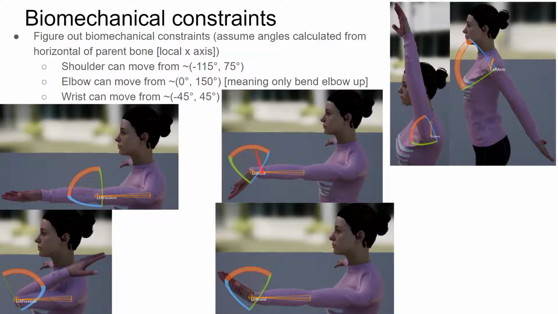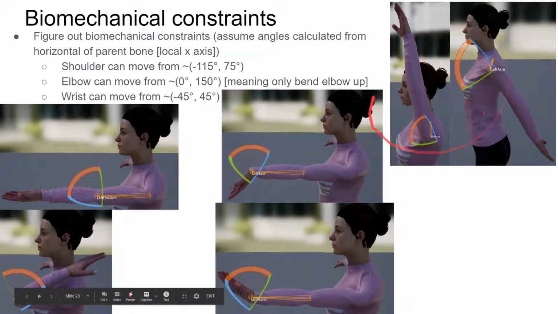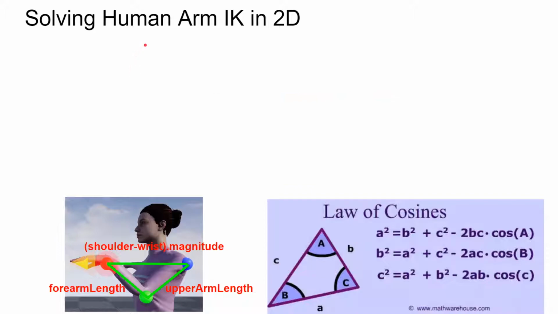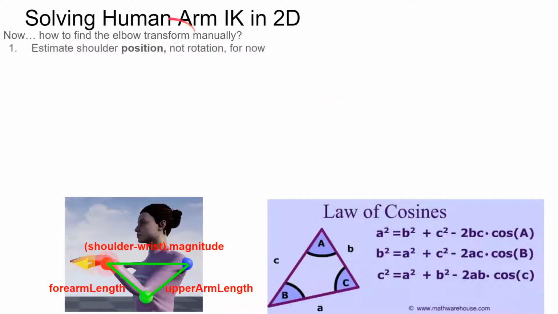And your wrist itself can move maybe negative to positive 45 degrees. So from here, you can apply constraints on how much this mesh will actually be able to move given where your controllers are. And so if we want to solve for the actual positions and figure out the elbow transform in particular, what we can first do is make some estimate of the shoulder position.